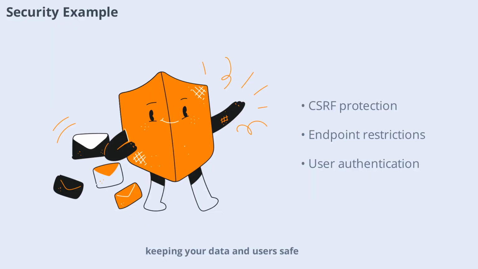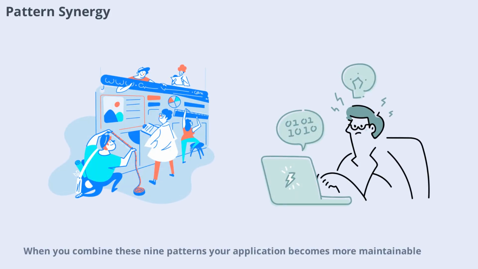and users safe. When you combine these 9 patterns, your application becomes more maintainable, easier to scale, more secure, and much easier to debug. This is the difference between just writing code and building systems that can handle real-world pressure. Mastering these patterns early sets you apart from most backend developers.